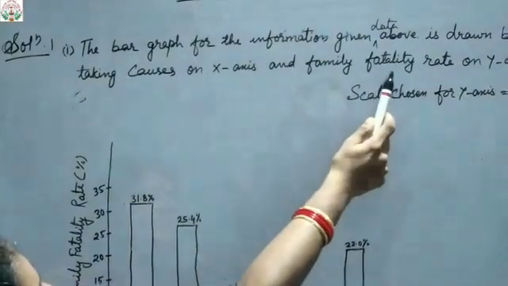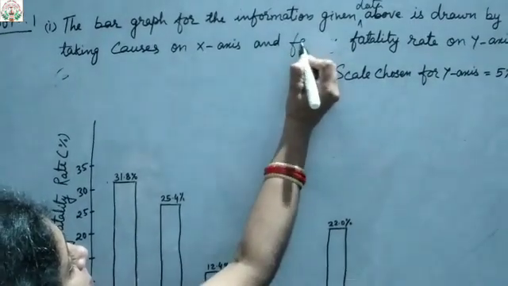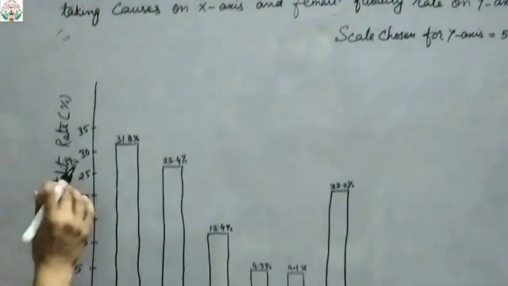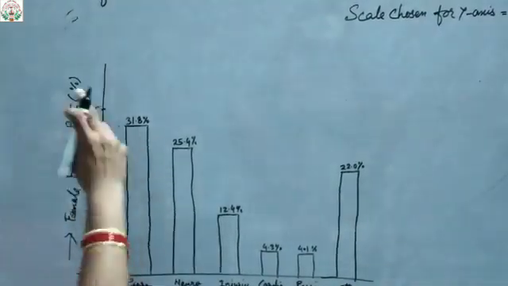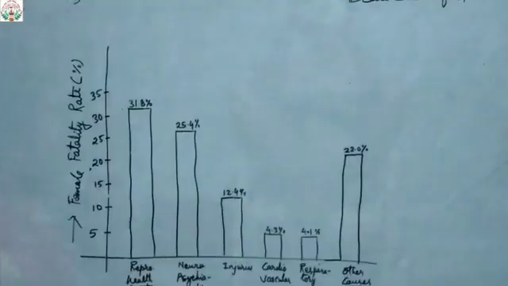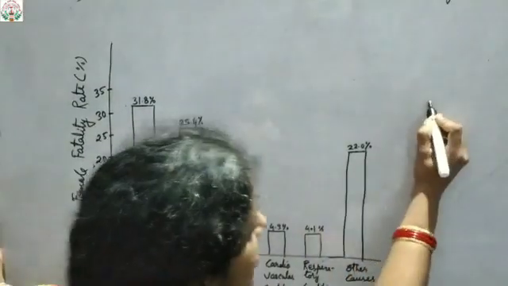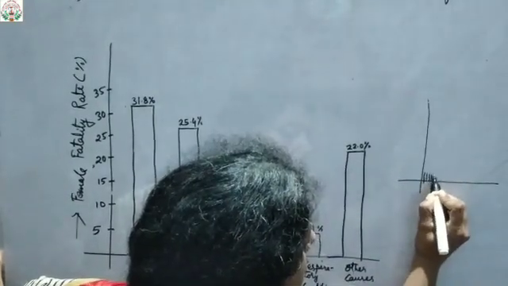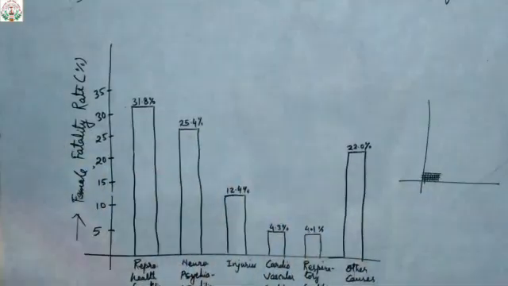And female fertility rate. It is not family, it is female. Female fertility rate on the y-axis. Okay, so now what will the scale be? You know that in a graph you will use a scale. That means the small boxes you all might have seen, likewise these small lines, and 10 boxes and then cross lines. Likewise in the graph also it is given.